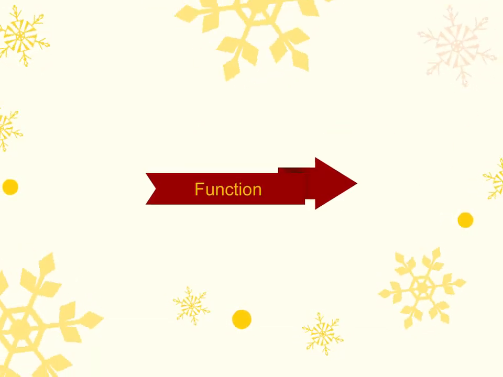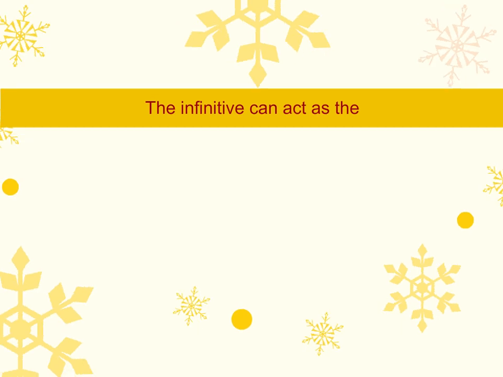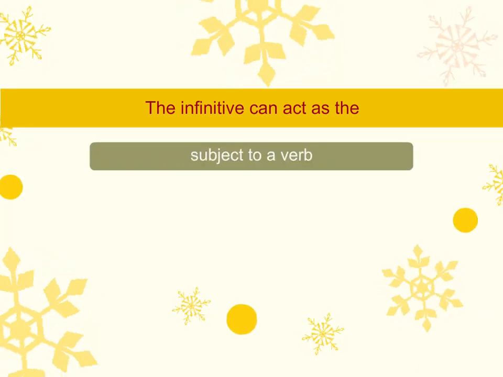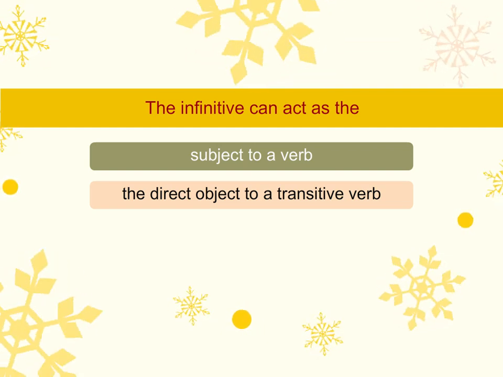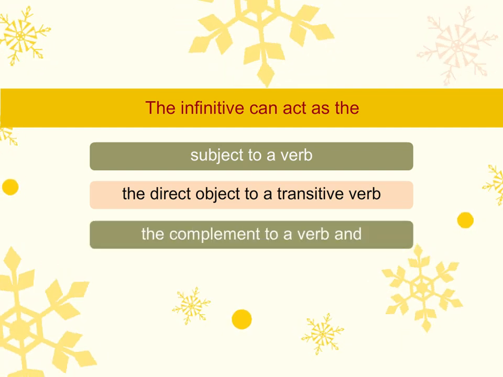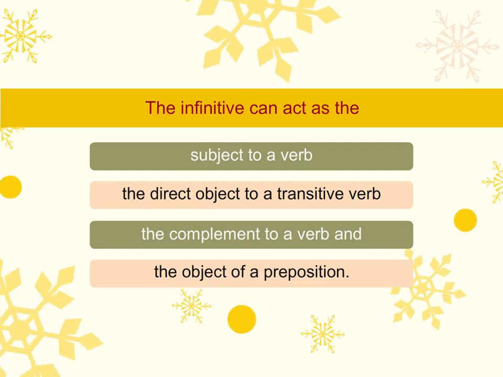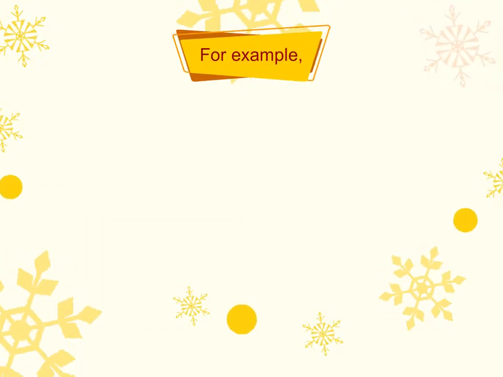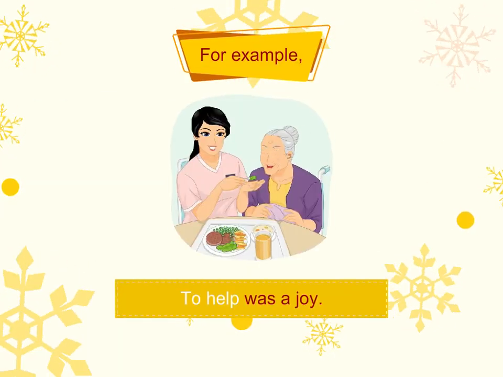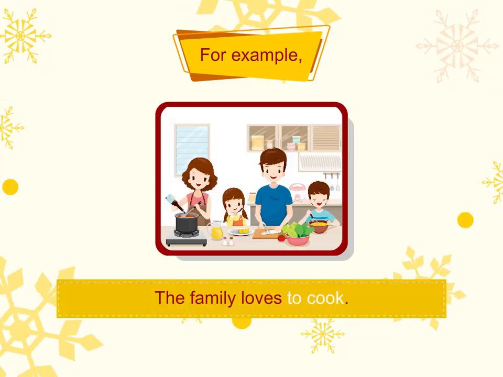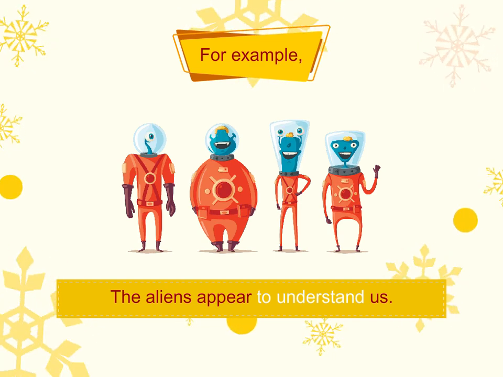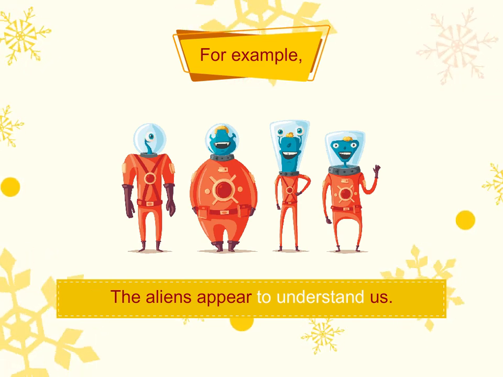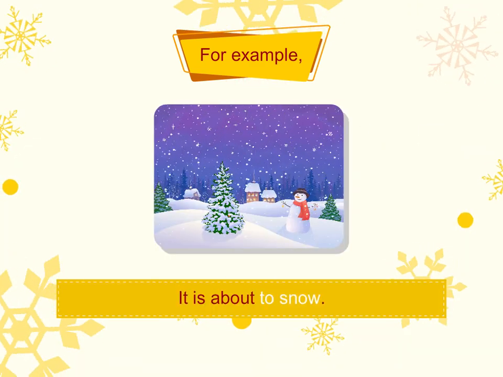Let us look at the function of the infinitive. The infinitive can act as the subject to a verb, the direct object to a transitive verb, the complement to a verb, and the object of a preposition. For example, to help was a joy. The family loves to cook. The aliens appear to understand us. It is about to snow.